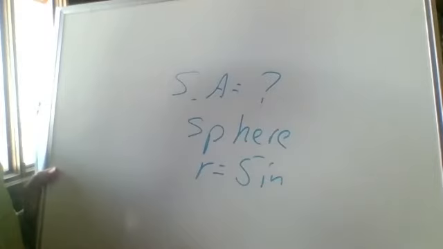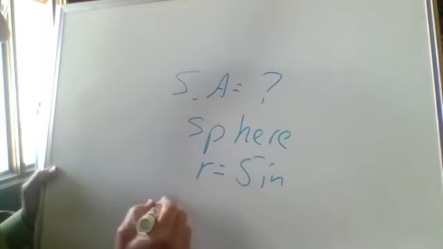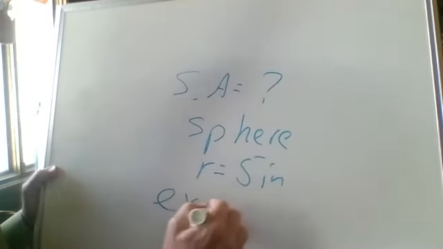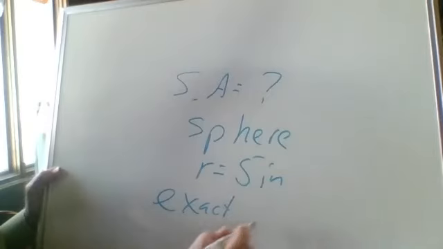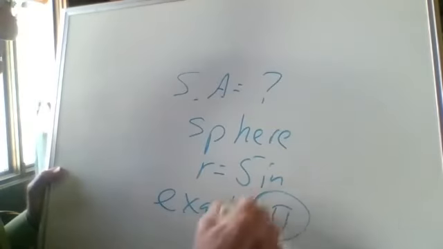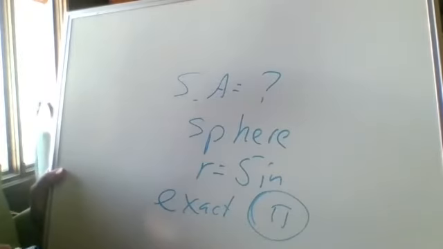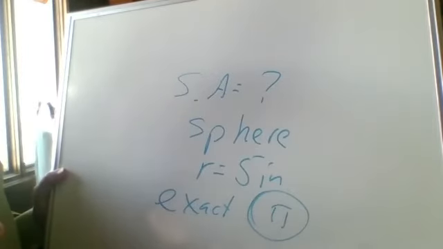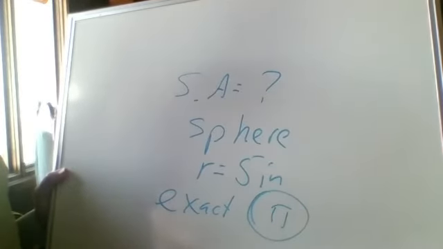Now, they're looking for the exact surface area, which means the pi doesn't go away. So pi will still be in your answer. So you really just need to leave the pi alone and do essentially the r squared part. Okay, that makes it pretty simple.